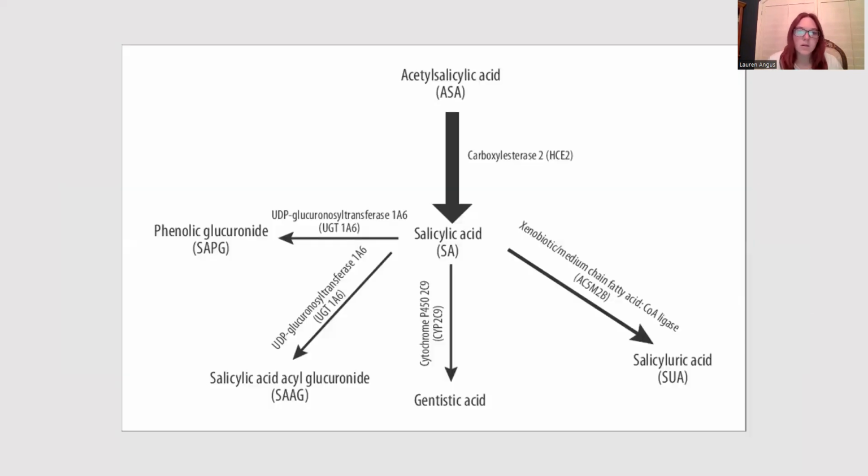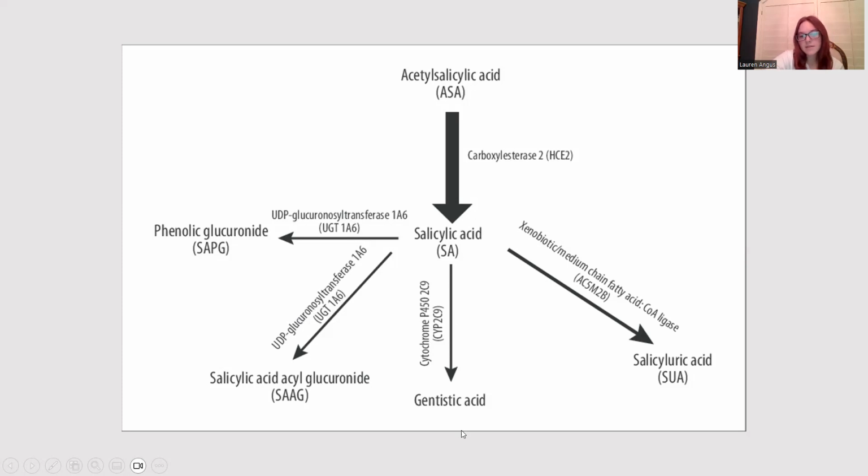So kind of going into our metabolic pathway here, you start off with your acetylsalicylic acid, ASA. That can be turned into the salicylic acid, SA, through the carboxyl esterase 2 enzyme. The salicylic acid can go into 4 other metabolites here. So you can go into your salicylic acid phenolic glucuronide over here, SAPG, through this enzyme listed here. And then it can also go to this one, the salicylic acid acyl glucuronide, SAAG, using this enzyme.